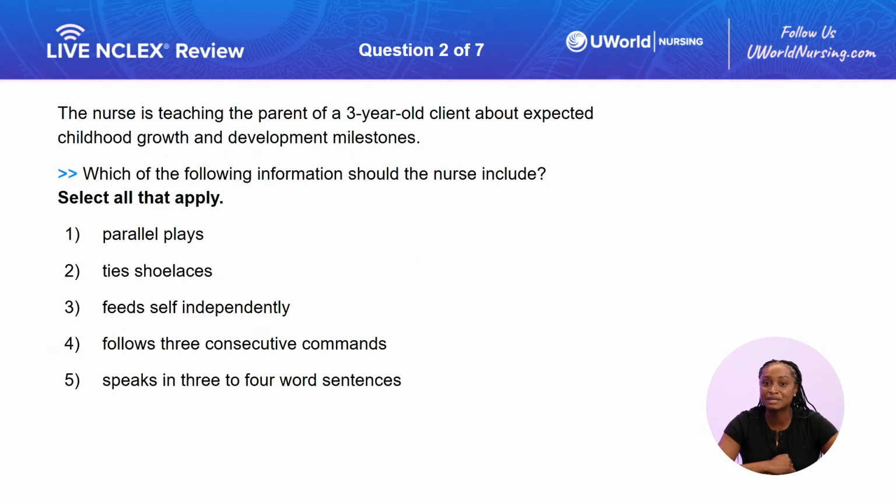The nurse is teaching a parent of a 3-year-old client about expected childhood growth and developmental milestones. Which of the following information should the nurse include? Select all that apply. Parallel plays, ties shoelaces, feeds self independently, follows 3 consecutive commands, and speaks in 3 to 4 word sentences? Let me know what you guys would think a 3-year-old client would be able to do. Let me know down in the chat, and we'll go from there.